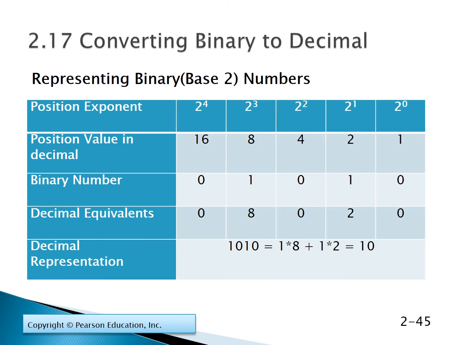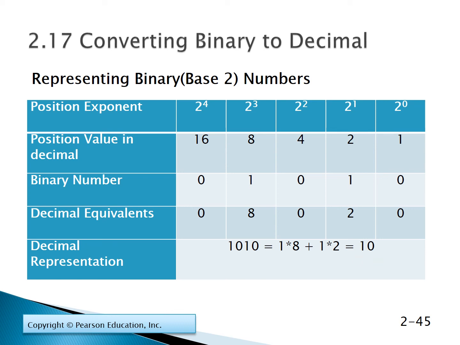For a binary number like 01010, this digit has the value of 1, this one has the value of 2, 2 to the power of 1, this one has the value of 4, 2 to the power of 2, this one has the value of 8, and this digit has the value of 16. So you just add them together. For 1010, this equals 1 times 8 plus 0 plus 1 times 2 plus 0. When you convert it to decimal, it is just 10.